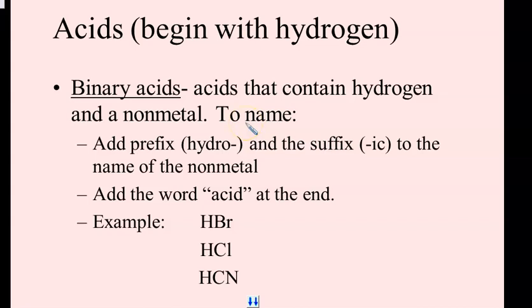So if you don't see oxygen, oxygen is going to be the key guy in here. If you don't see oxygen but it starts with hydrogen, you're going to have a hydro and an ic ending. A hydro and an ic, and then it's going to have a second word of acid.